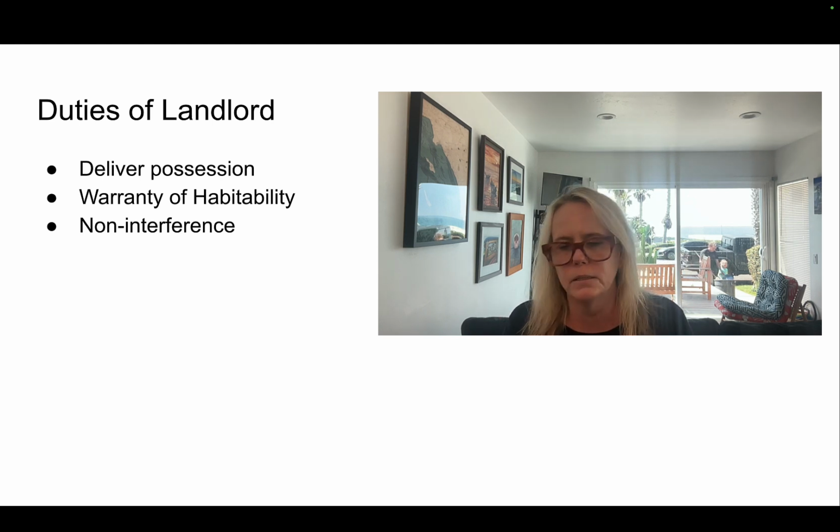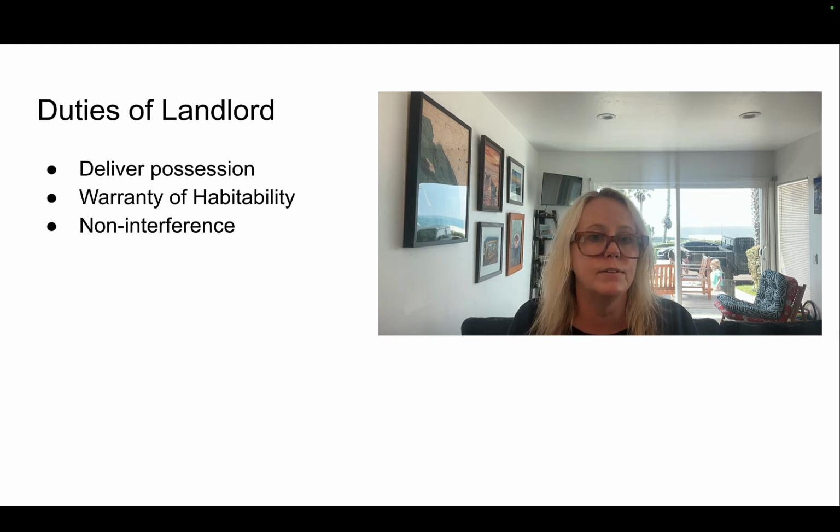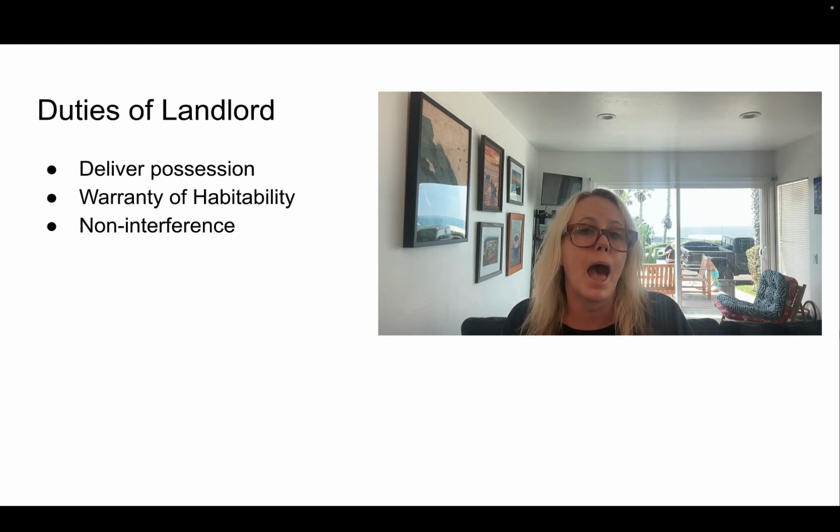The landlord also has a responsibility to ensure that the apartment or the place that's being rented is habitable via the warranty of habitability. And basically what the warranty of habitability says is that everything needs to be in good repair, there are no safety issues. The place has to be habitable for humans. So for example, a broken toilet is a habitability issue if you can't use your toilet.